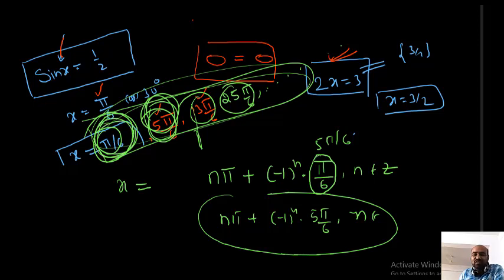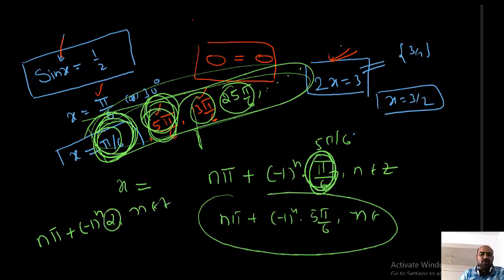That's why instead of this, you can write any one of the solutions, either pi by 6 or 5 pi by 6 or 13 pi by 6 or 25 pi by 6, anything you can write. So generally, the general solution is n pi plus minus 1 power n into some alpha, where n belongs to Z. What is alpha? Alpha means pi by 6, 5 pi by 6, 13 pi by 6, anything you can write. That alpha is called a particular solution. Here alpha means particular solution.